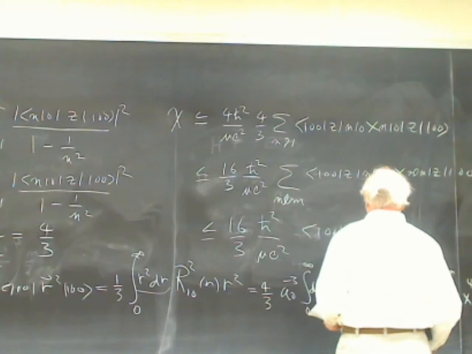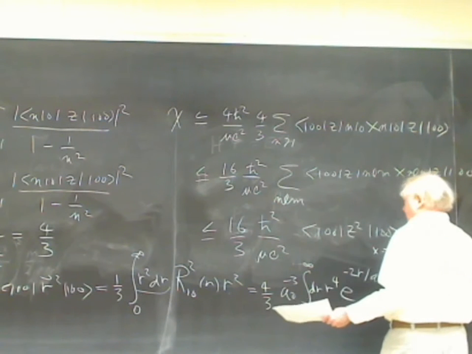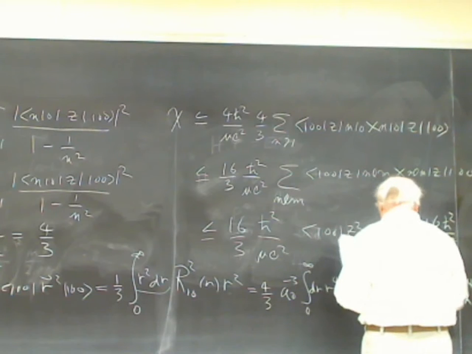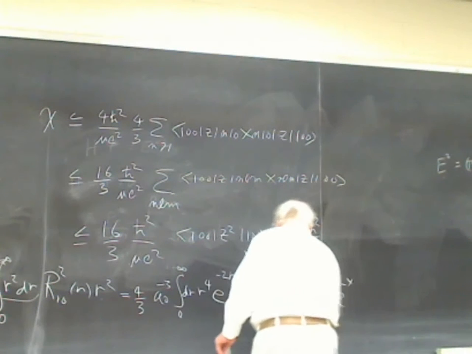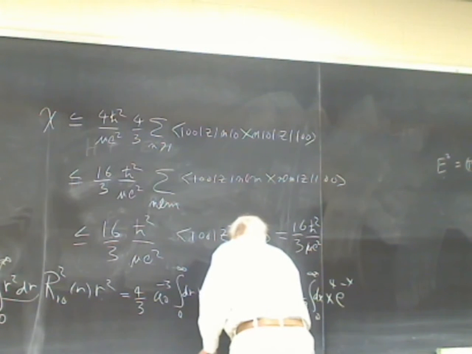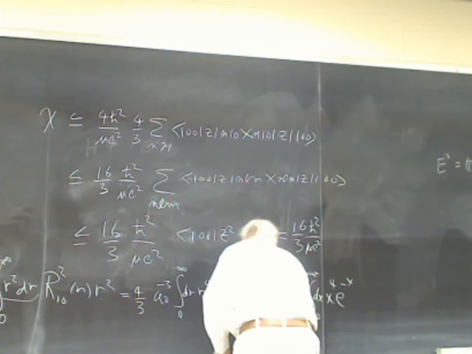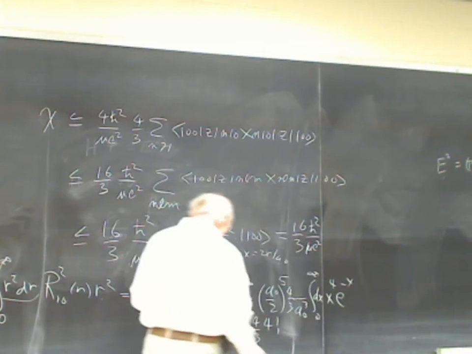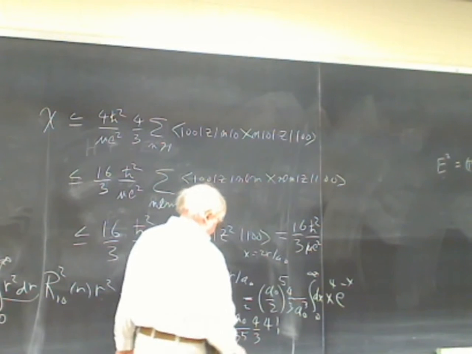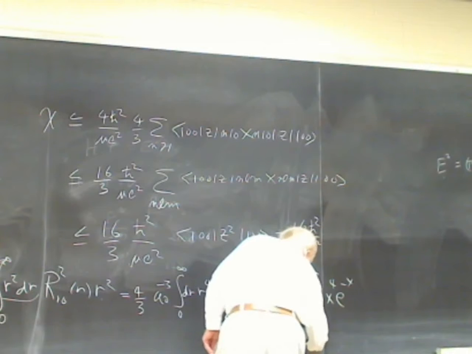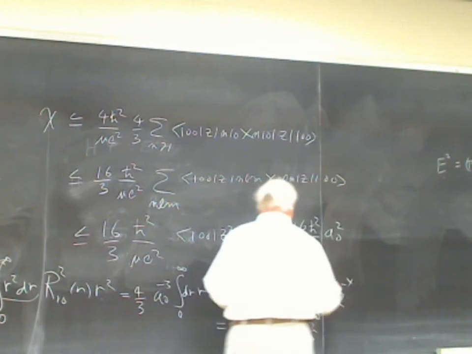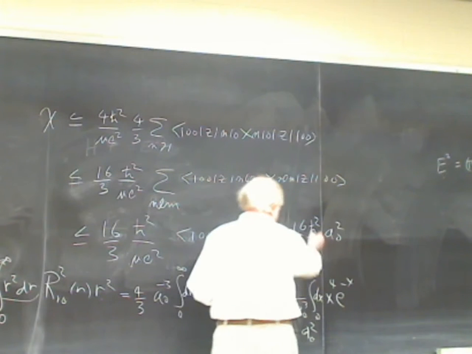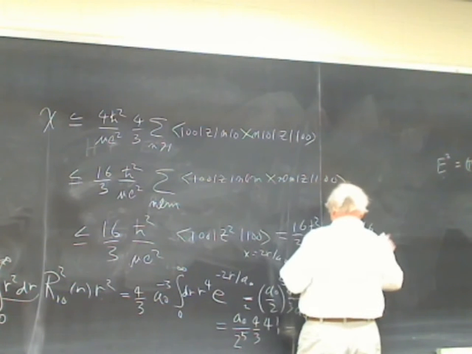And so altogether, then, this thing is 16 over 3 h bar squared over mu e squared times, well, I should actually put the 4 factorial here. So this is a0 squared over 2 to the 5th, 4 over 3, 4 factorial. And now, if you work that out, everything cancels, it turns out, except for the a0 squared. So this gives you a0 squared. And in fact, this is a0. So this is 16 over 3 a0 cubed.